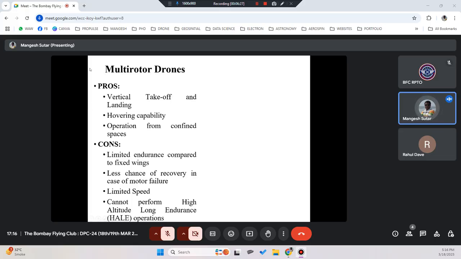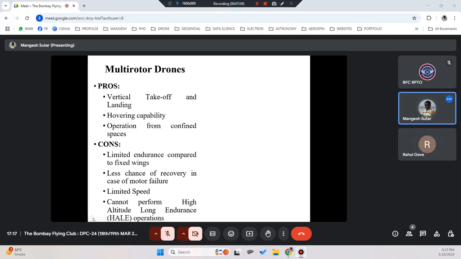But what are the limitations of multi-rotor drones? Limited endurance compared to fixed wing, and less chance of recovery in case of motor failure. Like your motor failed, your drone will drop. There is no chance. There is only one drone out of 101 type certified drones of DGCA which has a recovery mechanism as a parachute. But even that mechanism, people are not buying drones with it. So you can buy that particular drone with a recovery mechanism also.